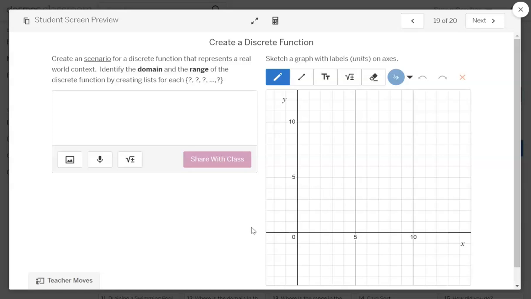This activity, this particular screen in this activity would be eligible for their portfolio because they are creating something unique for themselves. So they will need a graph and they will have a list.